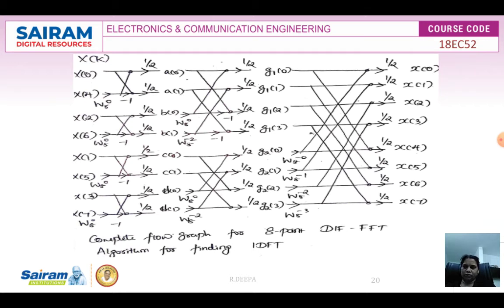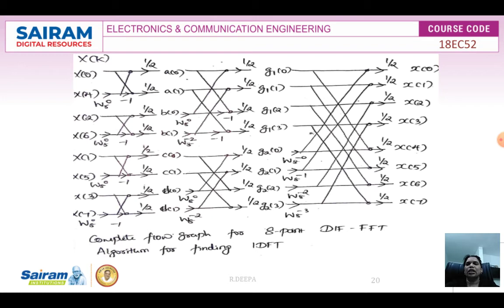And since it is finding the IDFT, each and every stage output you can multiply with either 1 by 2, or at the end you can multiply with 1 by 8 also. Whereas here, in the flow graph I have shown, each and every stage output I am multiplying with 1 by 2. Whereas you can take it very simply such that at the last stage you multiply with 1 by 8, which will be very easy for you to remember.